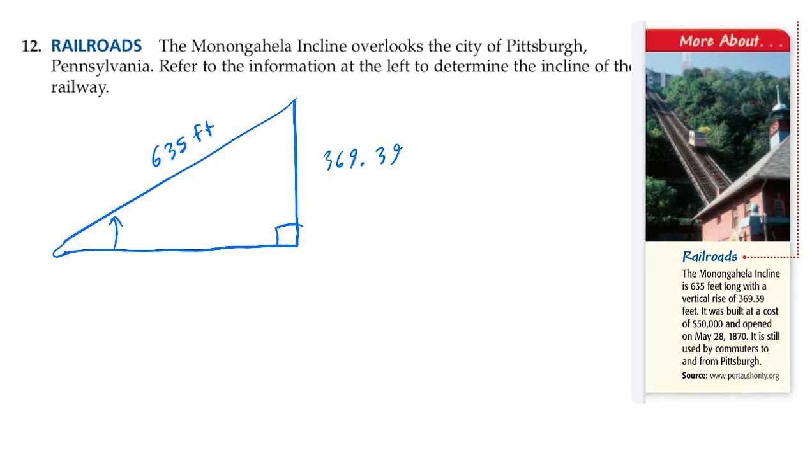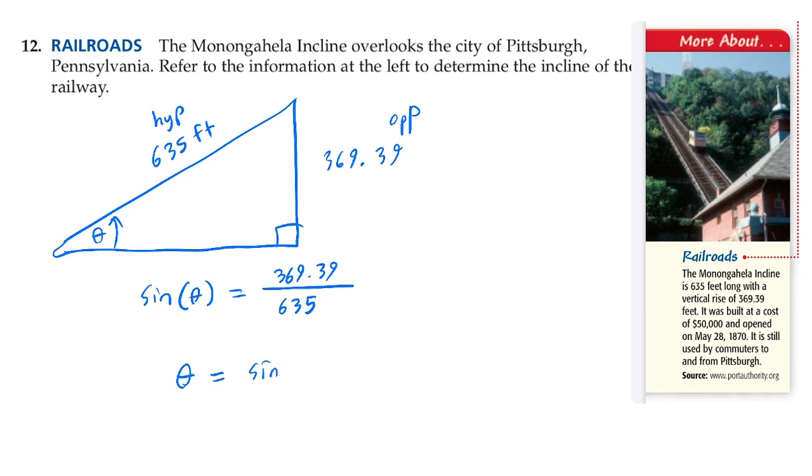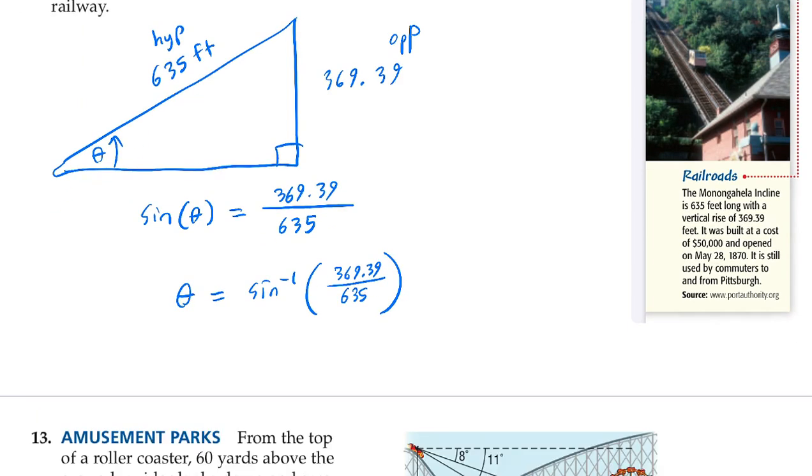Okay, so refer to the information at left, the incline of the railway. What's the angle of elevation here? Again, we're dealing with the opposite and the hypotenuse. And so the sine of the angle of elevation equals 369.39, that's the opposite, over the hypotenuse, 635. So rewriting that, the angle is equal to the inverse sine or arcsine of 369.39 all over 635.